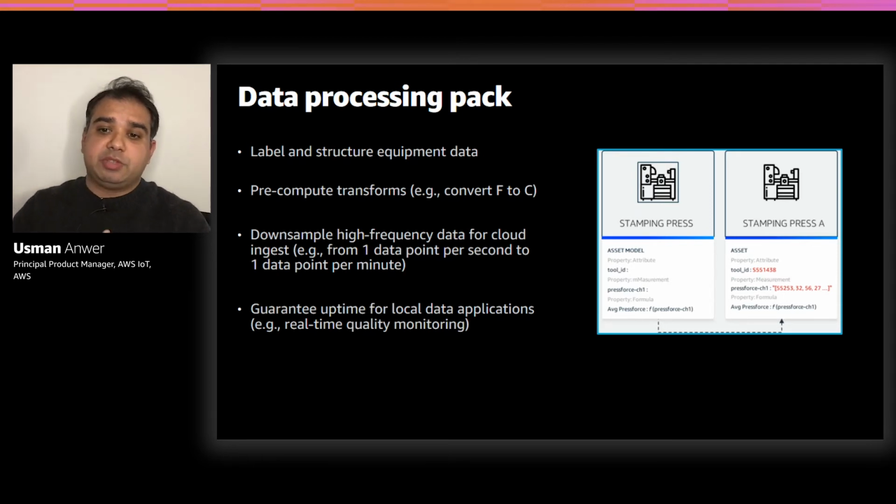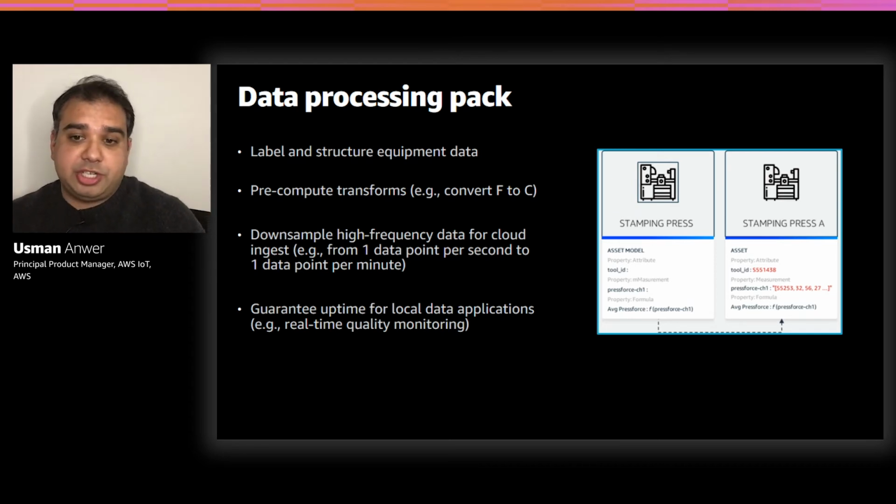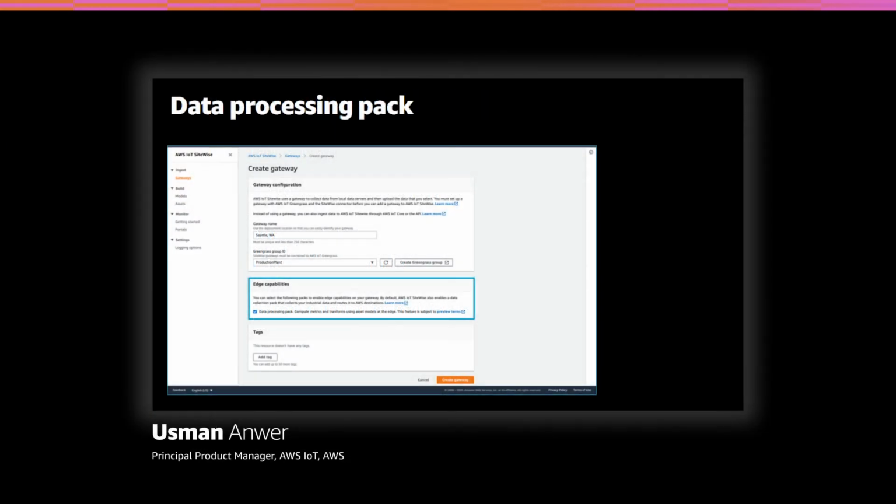Another edge-specific use case where the data processing pack is helpful is production line monitoring. Many customers today are building capabilities to monitor production lines locally in real time so they can react quickly to equipment issues or quality issues as they arise. These capabilities must work when the internet connection is down, which is a fair occurrence in many industrial sites. Let's look at how you can enable these capabilities on your gateway.